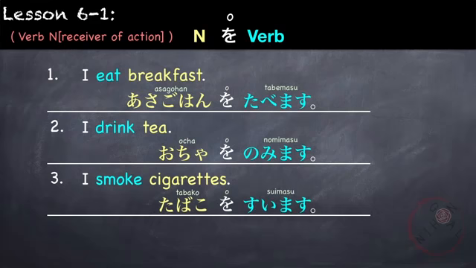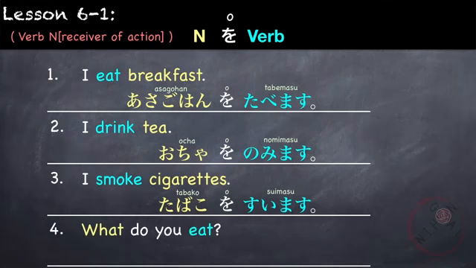Tabako o suimasu. And how to ask, what do you verb? In this example, what do you eat? So we will just replace the noun with the word what, which is nani, followed by the particle o, and then the verb eat, tabemasu. And lastly, the question marker, ka. Nani o tabemasu ka?